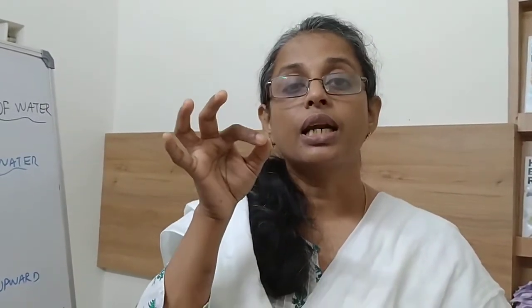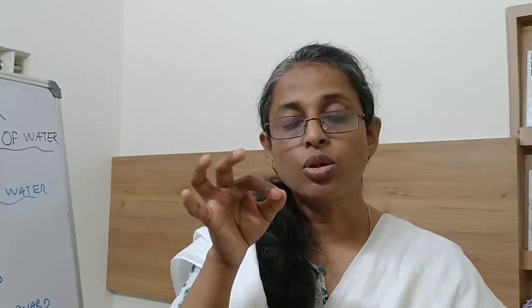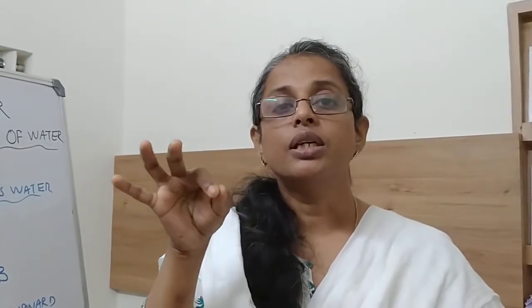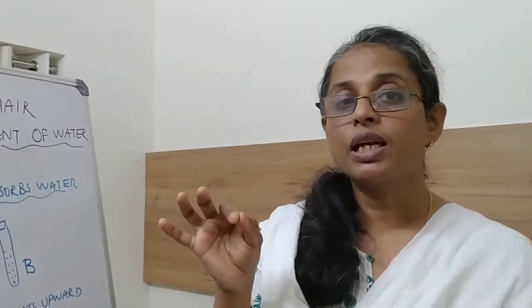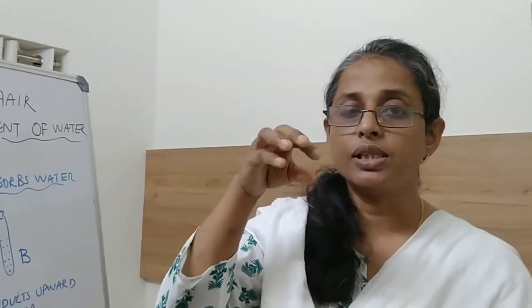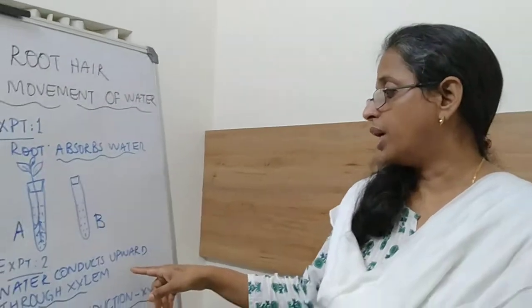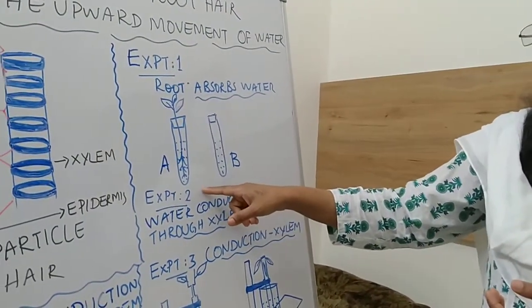You can see that the center region of that cross section is red in color if red was taken as the dye, or blue in color if you have taken some blue dye. So that shows that some cells present in the center are responsible for conduction of that water. From this it's clear that the cells present in the center are nothing but xylem. So upward conduction through xylem is taking place. That's experiment number 2.